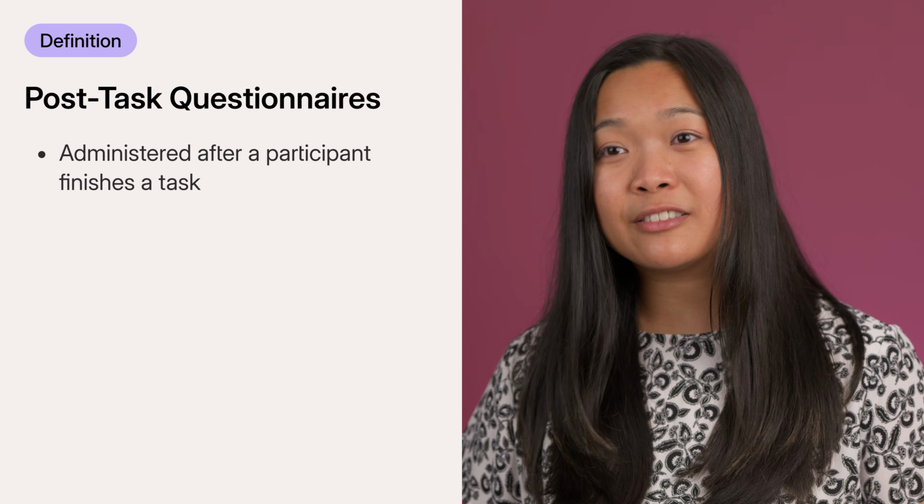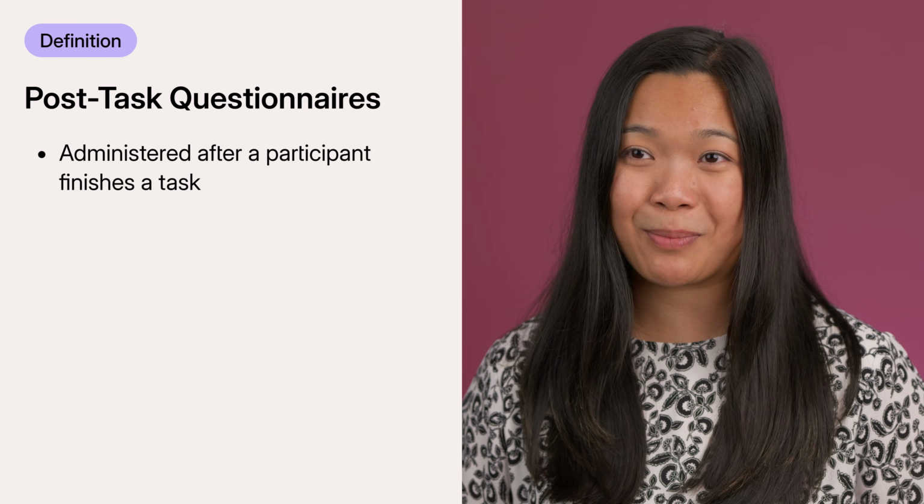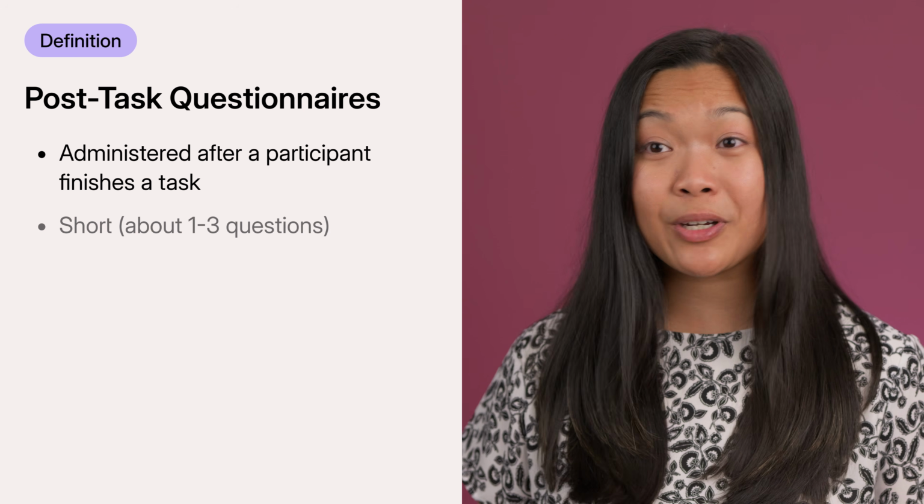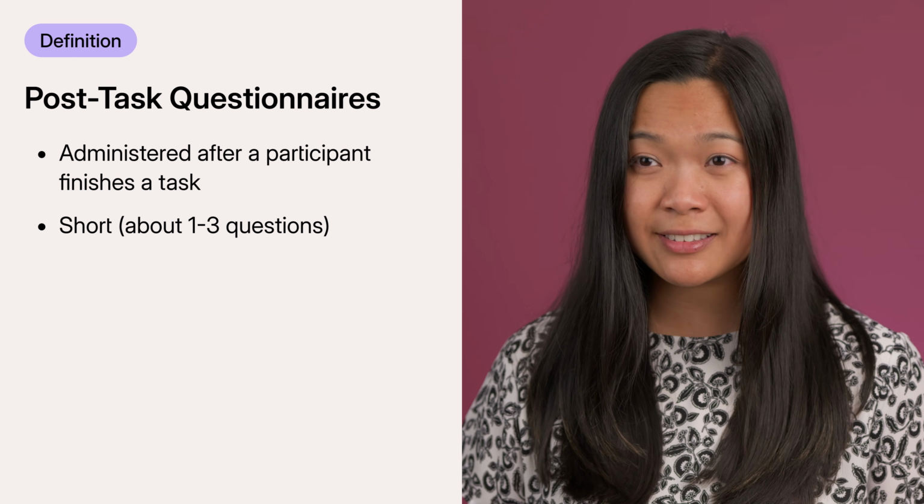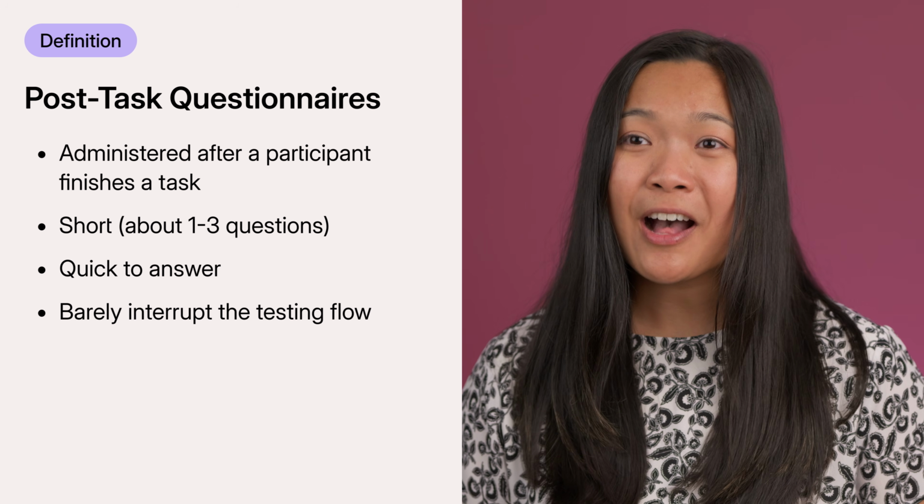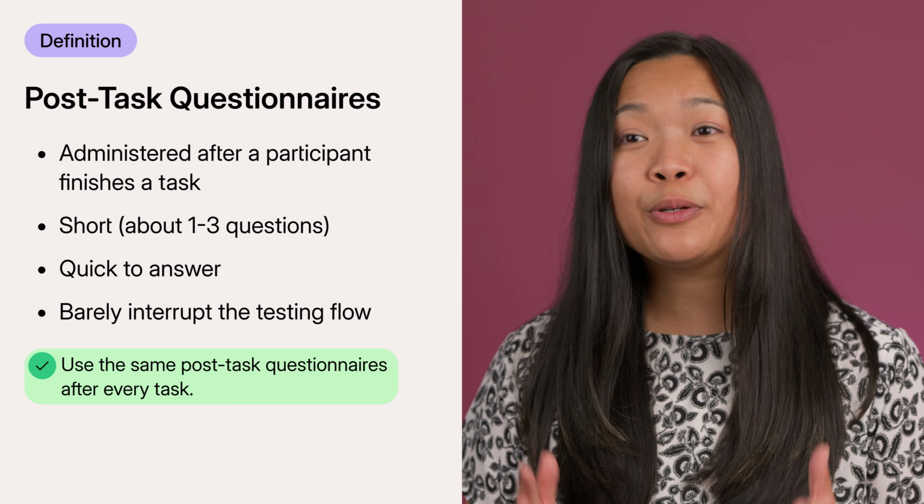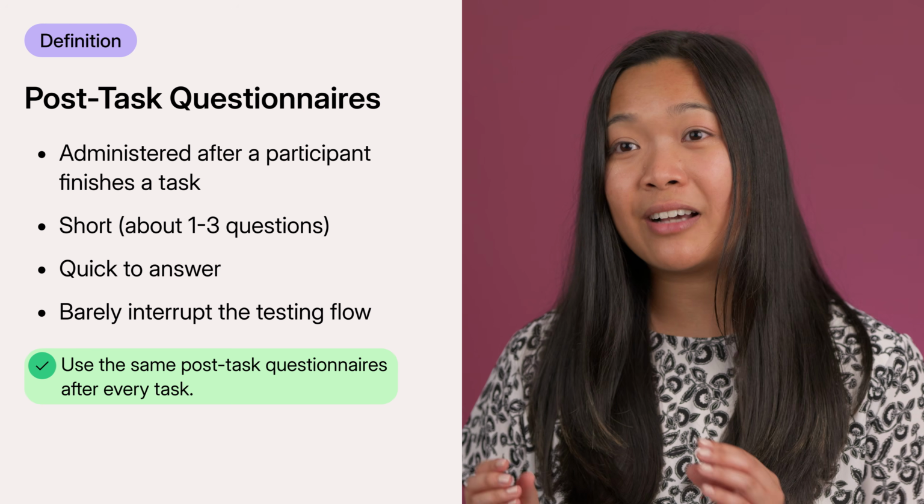Post-task questionnaires are administered immediately after a participant finishes a task, while it's fresh in the participant's mind. They are short, usually about 1 to 3 questions, quick to answer, and barely interrupt the testing flow. You'll want to use the same post-task questionnaires after every task, so you can compare results consistently across each task in the session. That's why it's important to keep it short to only about 1 to 3 questions per task. This prevents participants from getting survey fatigued or rushing through their answers.